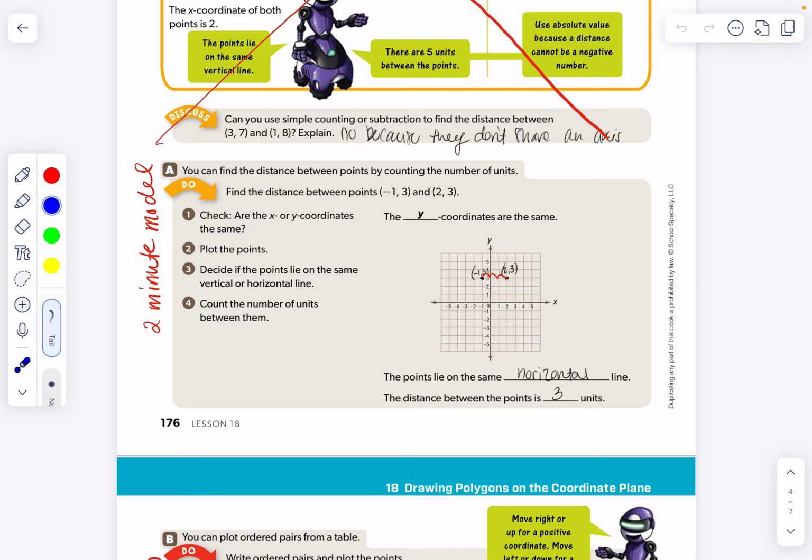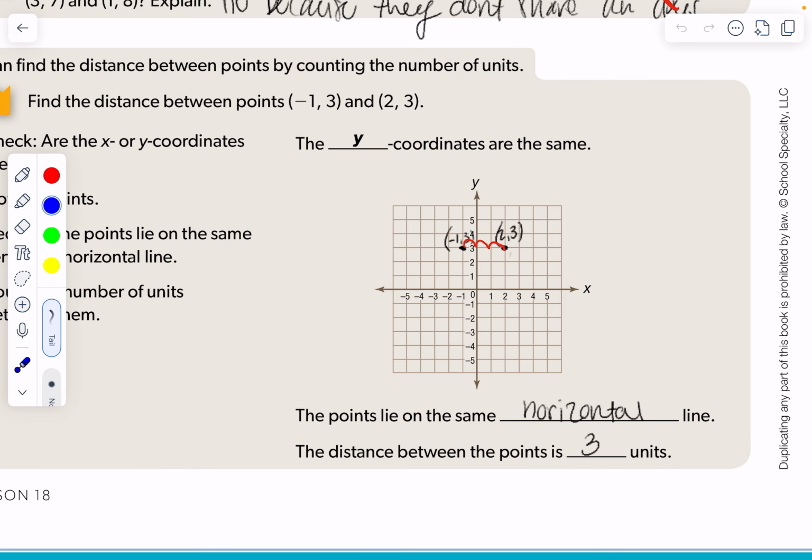From there, we are going to jump to another model where we are not only having to plot 2 points, but we are having to pull on our learning from yesterday and find the distance between those 2 points. So what you will do is you will support students in teaching them how to plot both of these points. And then based on yesterday's lesson, students should be able to find the distance by utilizing their jumps from yesterday.